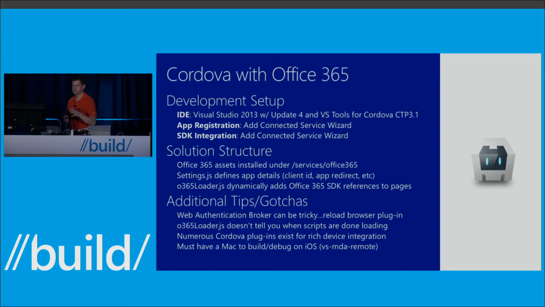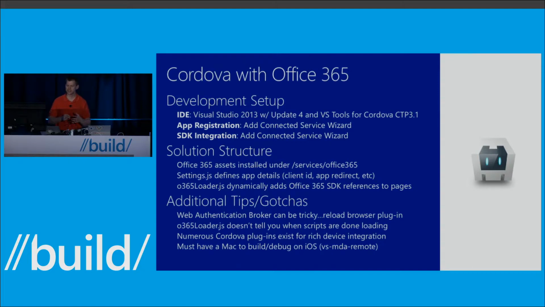But know that there are SDKs for both Cordova and Xamarin, and I can pull those in through the Add Connected Service Wizard, or I can use NuGet to pull those in. When I build a Cordova project and do the Add Connected Service Wizard, I'm going to get a bunch of assets that are added to my project under the Services/Office 365 folder. So it's going to add a number of different script files. I don't remember the exact number, I think it's like 10 script files. Now, the interesting thing is I don't have to add a reference to all of those. I just need to add a reference to one, o365loader.js, and it's going to dynamically load all the scripts that you need into your Cordova project.